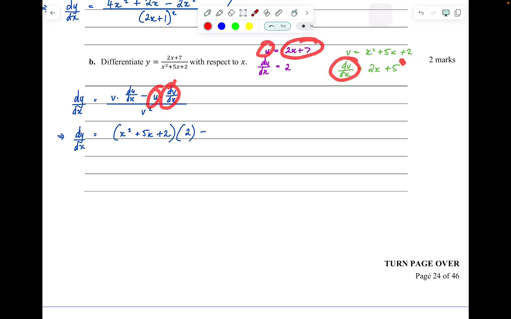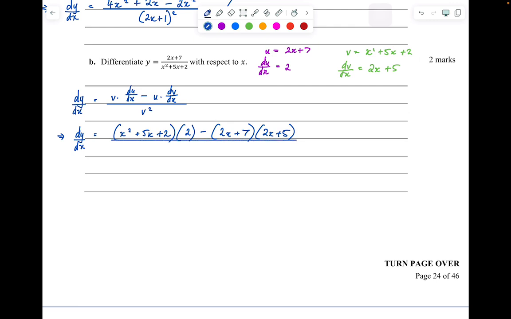Okay, we're going to take these two brackets here. So 2x plus 7 multiplied by 2x plus 5 all over v squared. So we're looking at v squared now. Here's our v. We're just going to square the entire thing. Okay, so we've got x squared plus 5x plus 2 all squared.